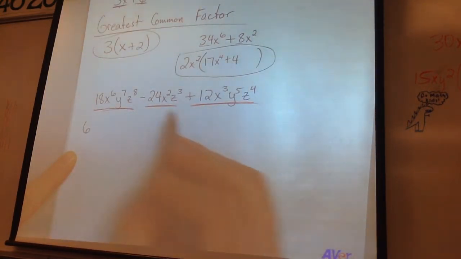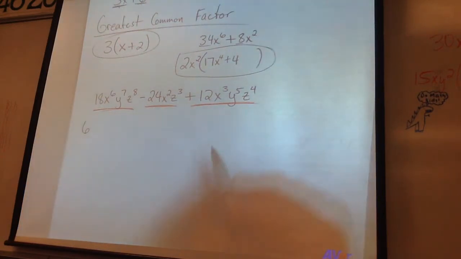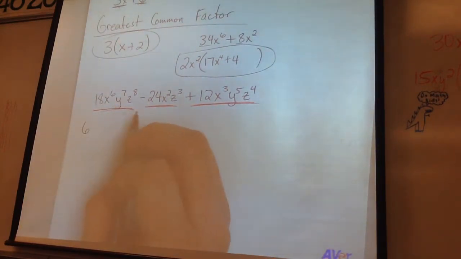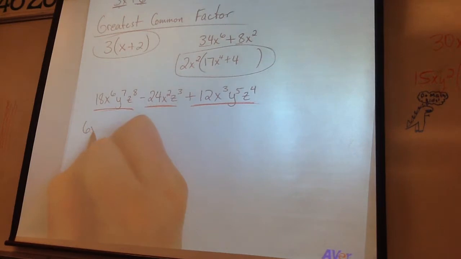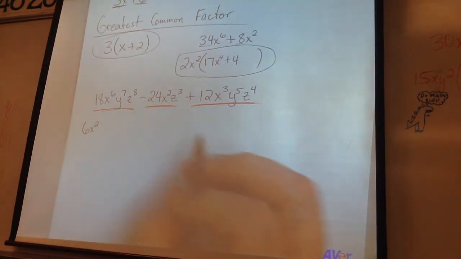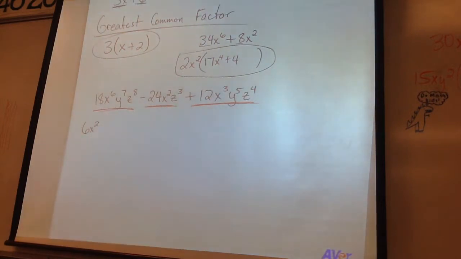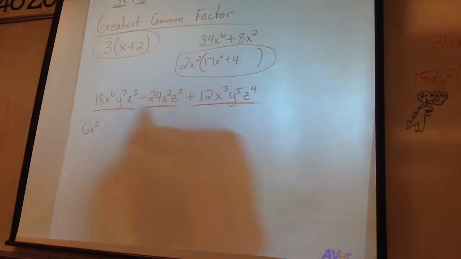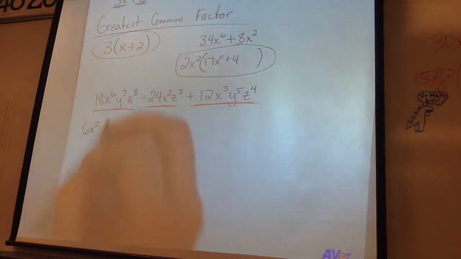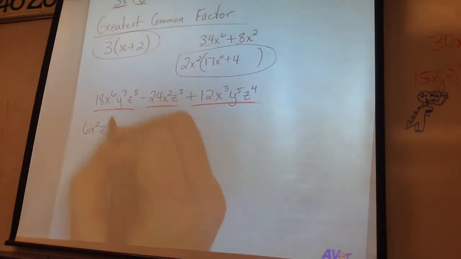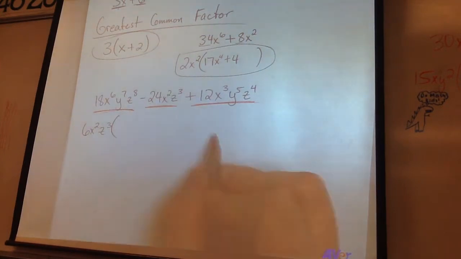Do they all have x? How many can I bring out? 2, because that one only has 2. So we'll bring out x squared. Do they all have y? Nope, that one doesn't have a y, so I can't put any y's out here. They all have z? Yeah. z to the 8th, z to the 3rd, z to the 4th. So how many out? 3. Parentheses. And then you figure out 6.